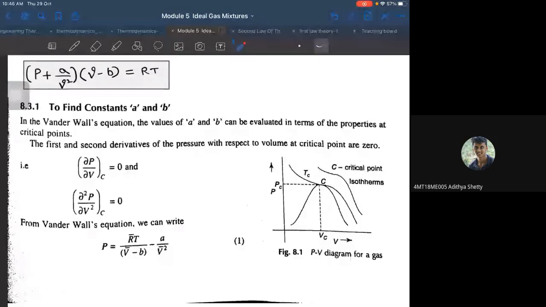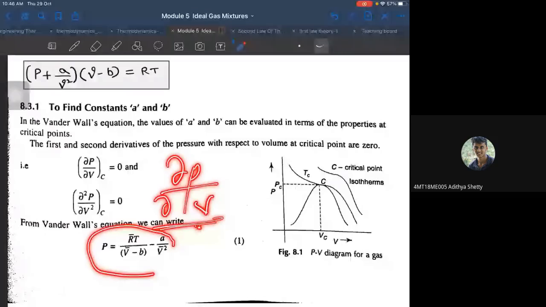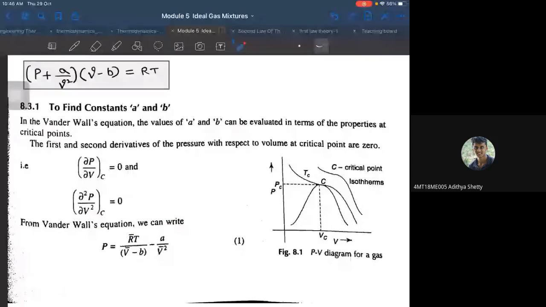Now it's time to differentiate this so that I get ∂P/∂V. In order to get ∂P/∂V, do I have to differentiate with respect to V or with respect to T? In equation number 1, I have the expression for P here.